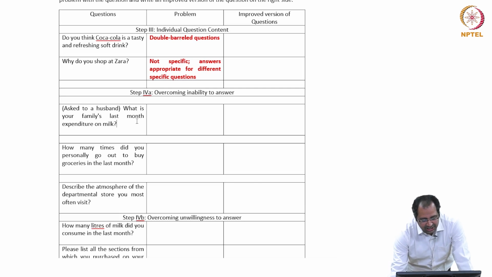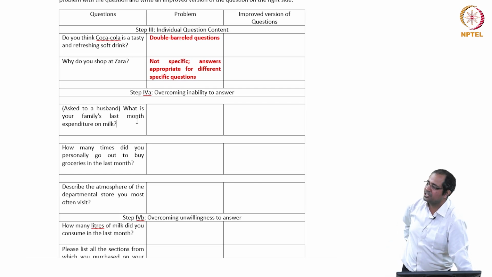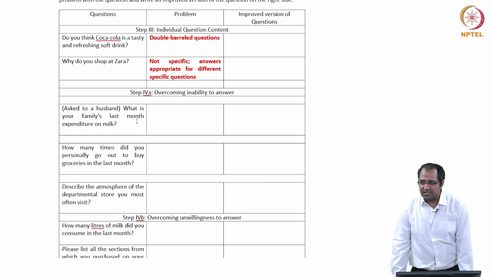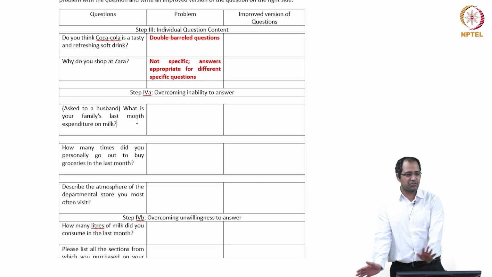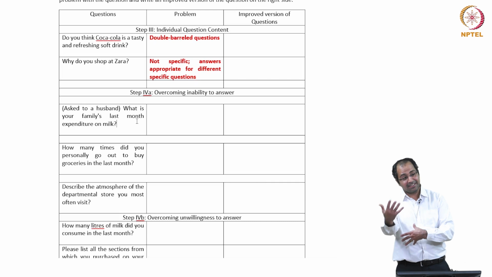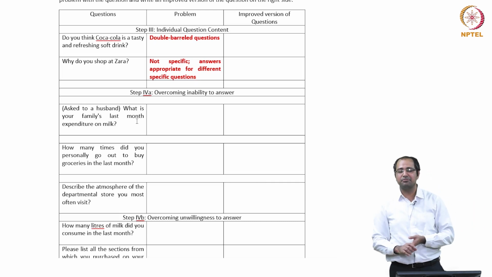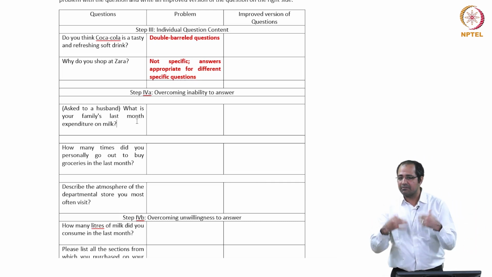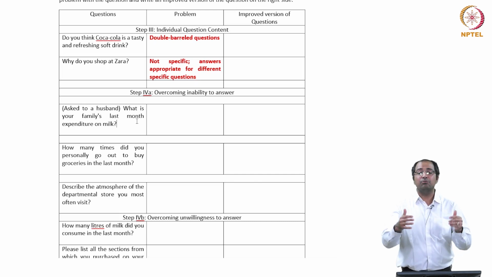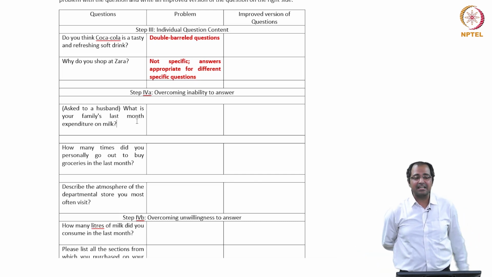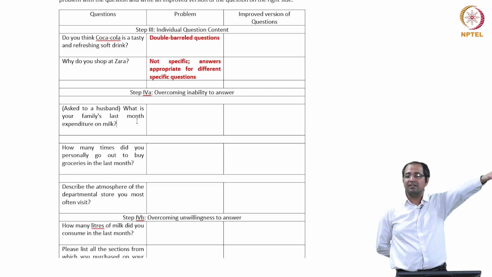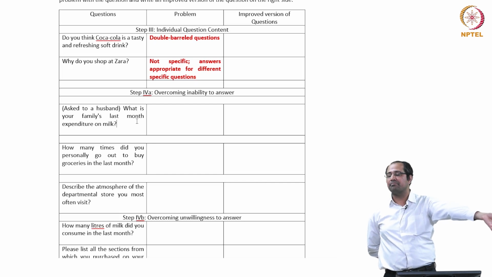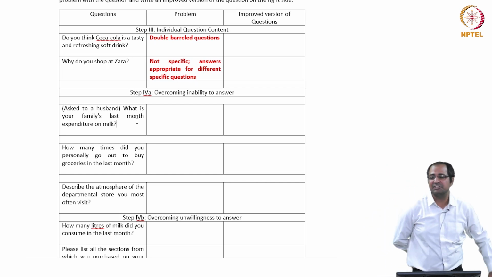What is the problem in this first one? If it is asked to a husband, what is your family's last month expenditure on milk? The assumption is that the husband would be unaware of expenditure on milk consumption. At least the generation before my generation. If the survey is for them, the husband would not be aware. If you are asking a husband for consumption, he would give some answer. That would not be true. That would at maximum be approximate. You do not want things to be approximate.